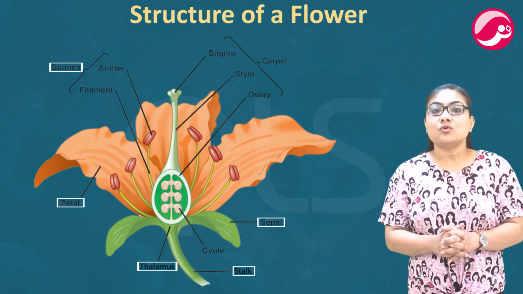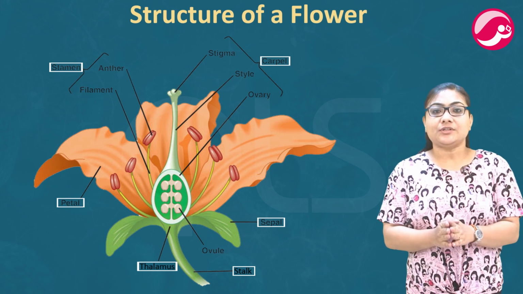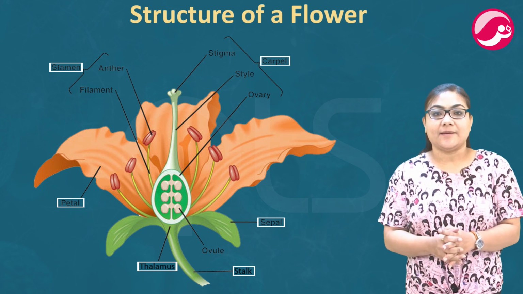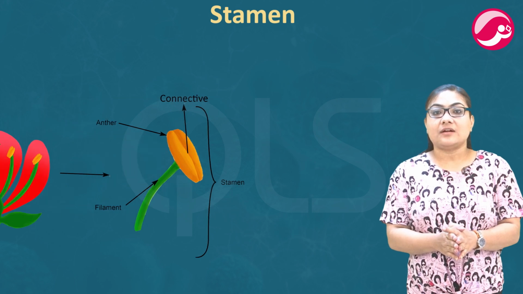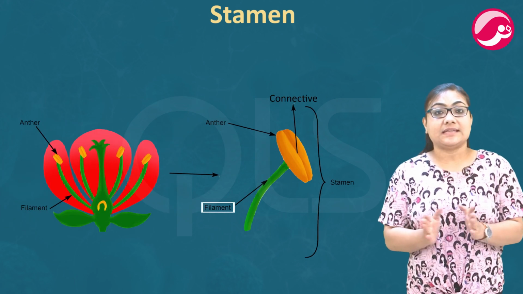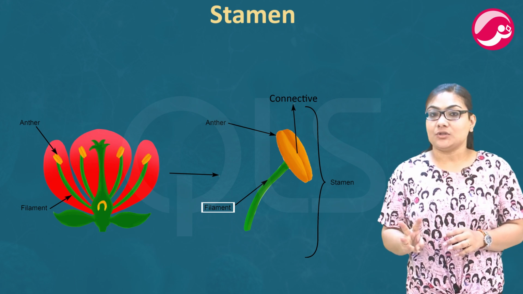Next, one of the most important part of flower is the carpel. Carpel is the female reproductive organ which produces female gametes, that is ovum or an egg. Now, let's talk about male reproductive structure in a flower, that is stamen. Stamens are the male reproductive structures in a plant. The structure of a stamen consists of three important parts.